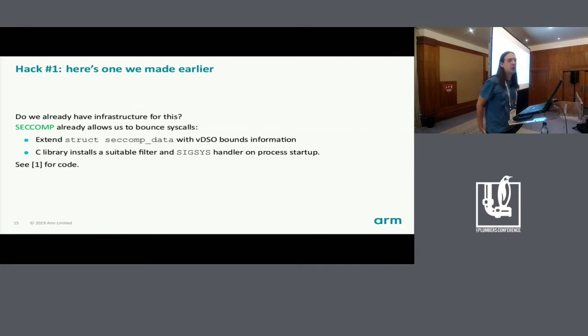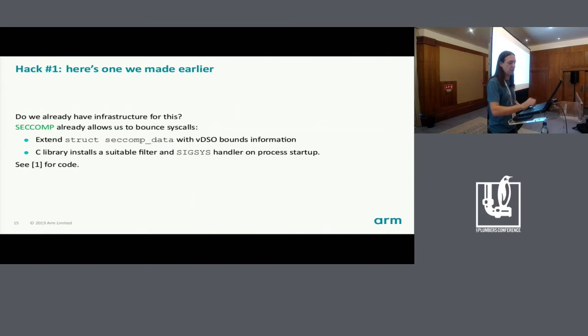So if we want to filter syscalls based on where in user space they came from, then we need some information about what's sitting in the user space address space. To keep things simple, I just extended the seccomp data structure that's passed to the filter with some bounds information to tell us where the VDSO is at the moment. And I envisaged that to make use of this, the C library would install a suitable filter and a handler for this signal on process startup. Now that has a world of issues, but this was just a hack to see what we could get working.